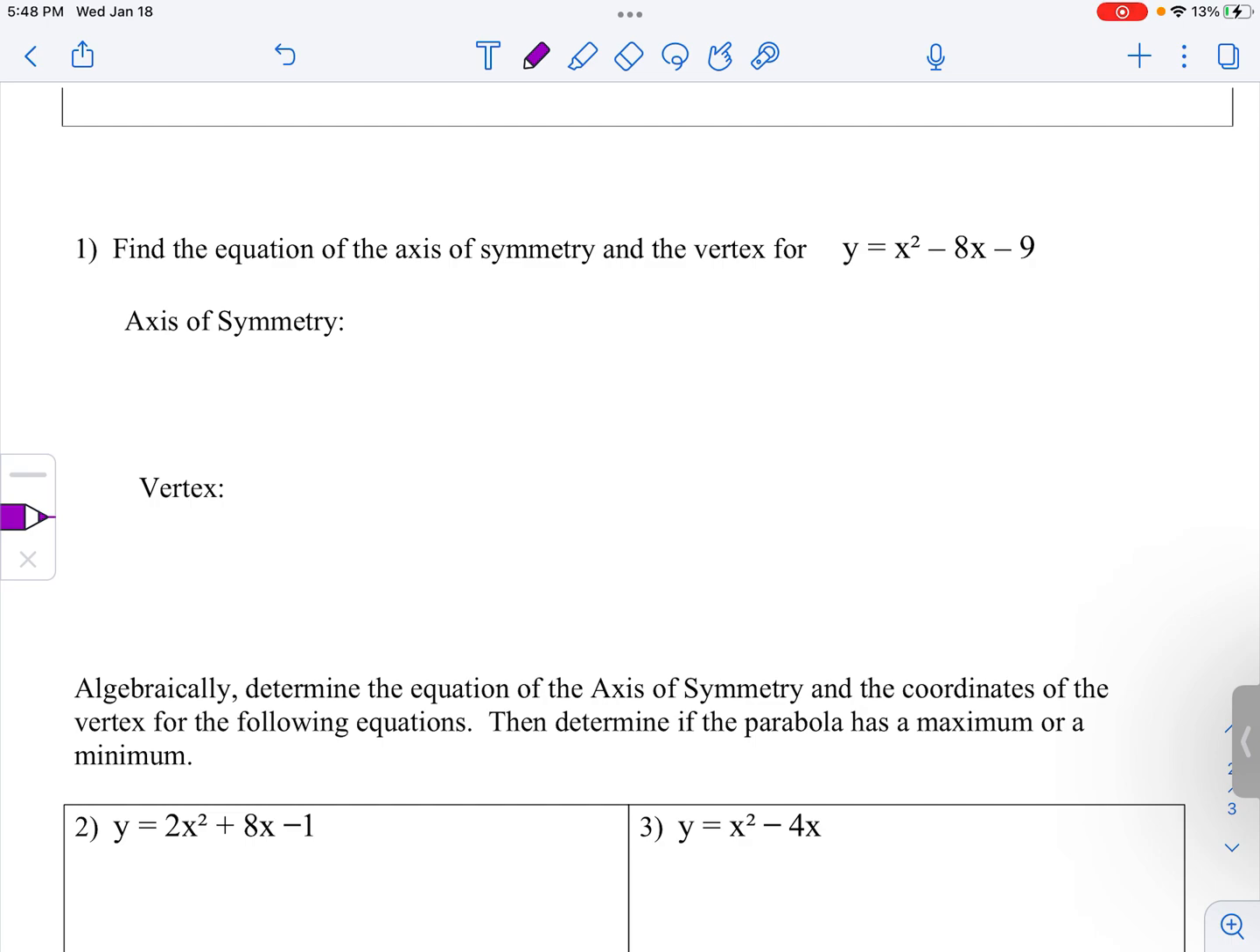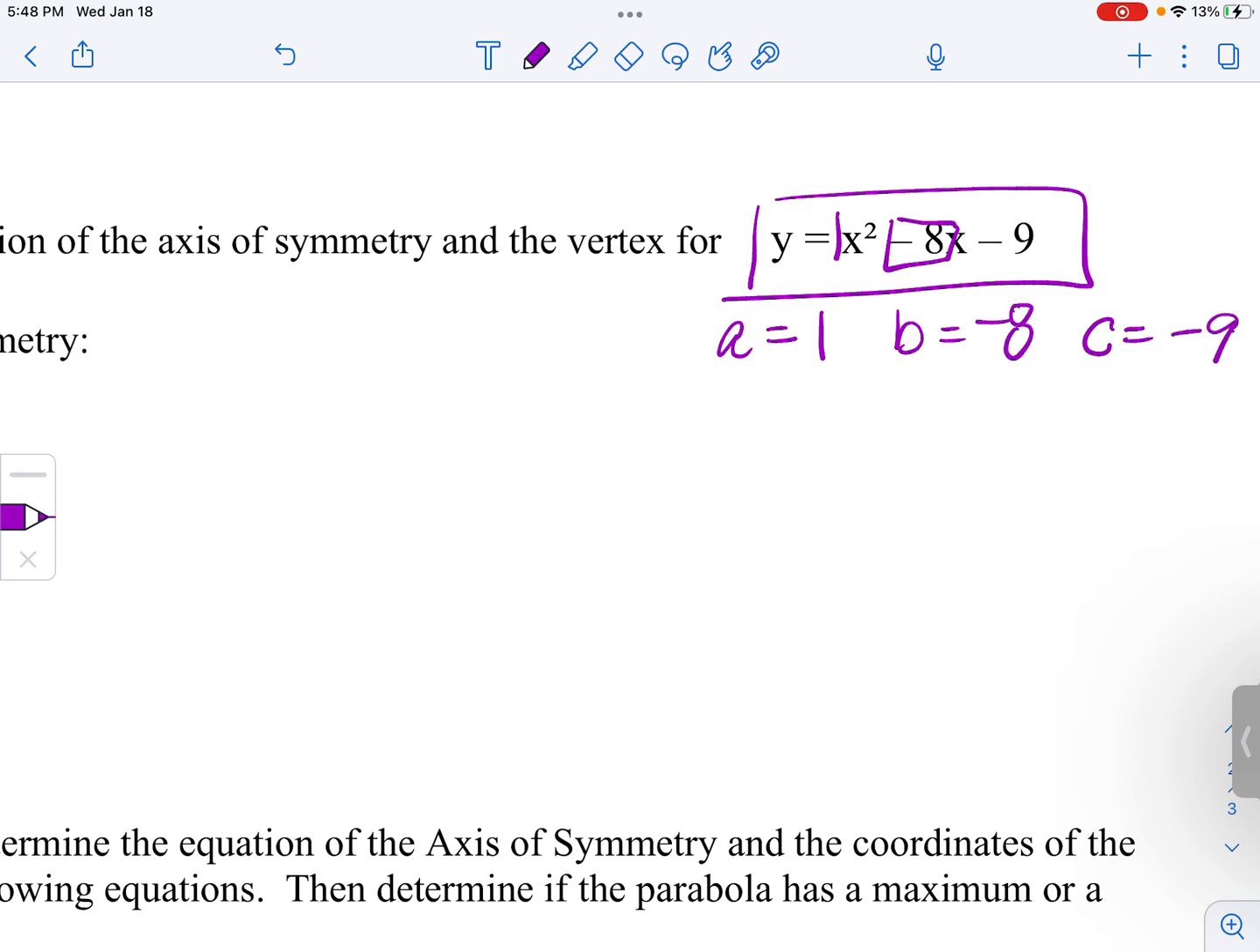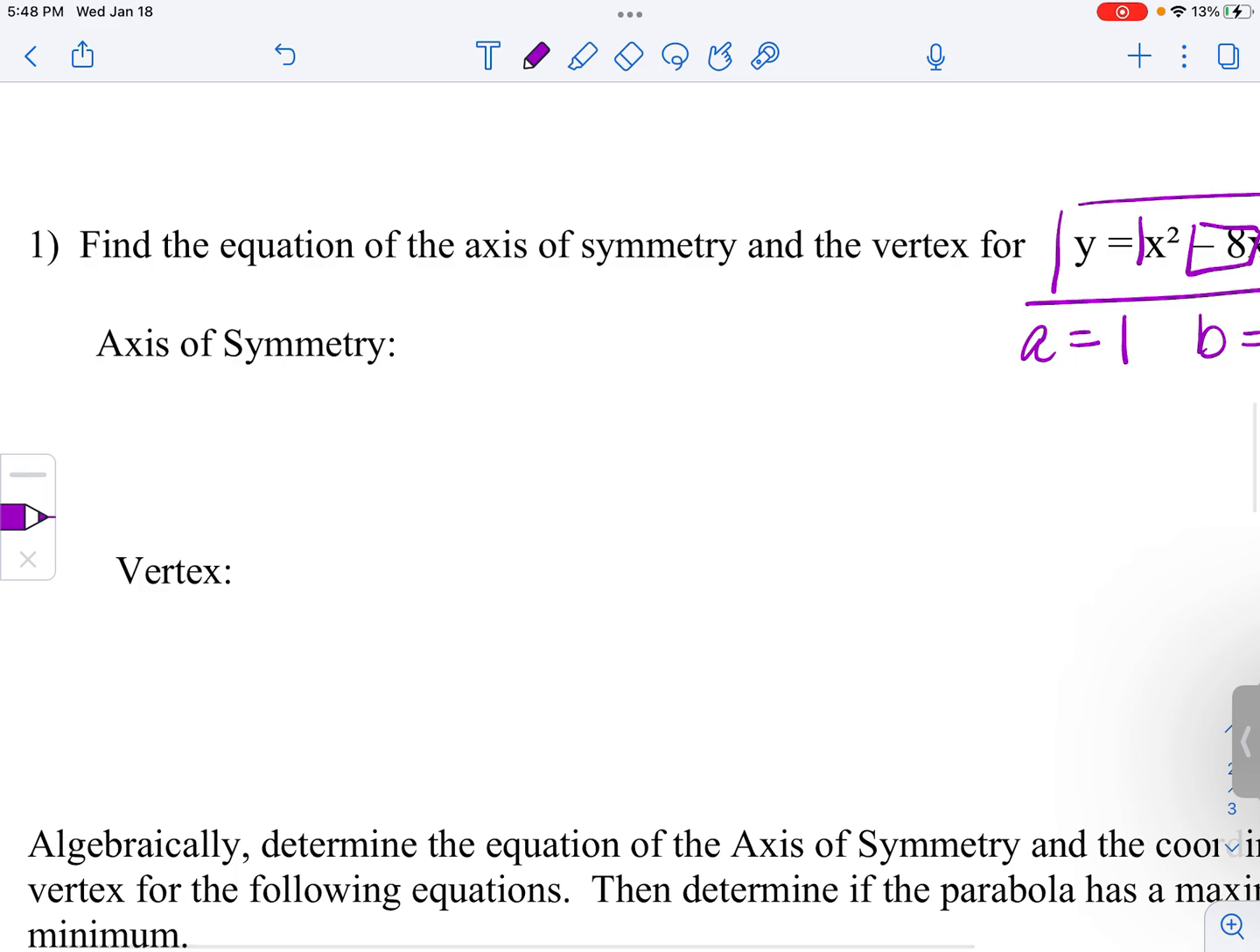So here we have a quadratic. We should be able to immediately write down our A, B, and C. You guys know how to do this. A is 1. B is, make sure you include your signs, -8, not 8. C is -9, not 9. Now, for the axis of symmetry, this is a formula you need to memorize.